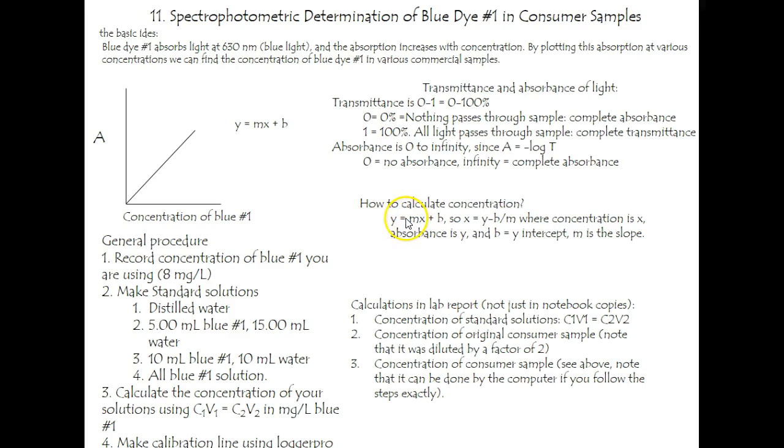To calculate the concentrations, we'll do what we said here, solve for concentration. And in your lab report, we're looking for 3 things total. 1, the concentration of your standard solutions right over here, these 4, only 2 of which are even diluted at all. This is C1V1 equals C2V2. 2, the concentration of your original consumer sample, ignoring the fact that it was diluted by a factor of 2, and 3, the concentration of the consumer sample when you account for the fact that it was diluted by a factor of 2. Note that this can be done by the computer if you follow the steps exactly.